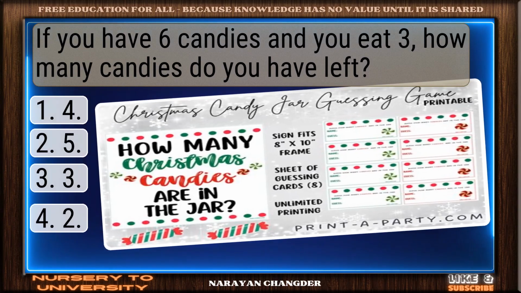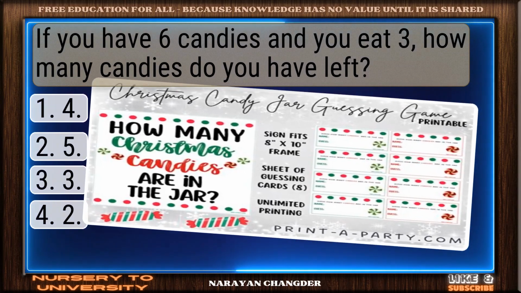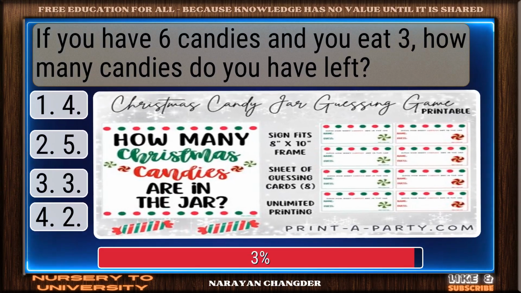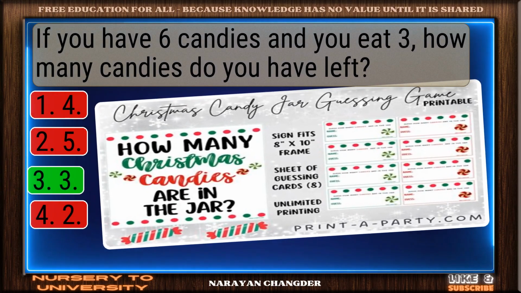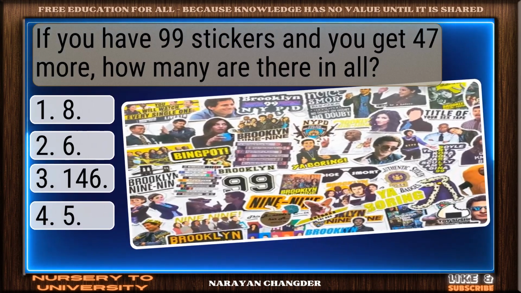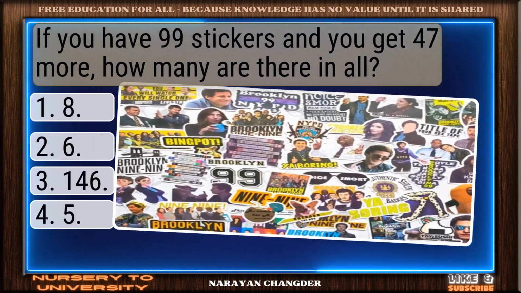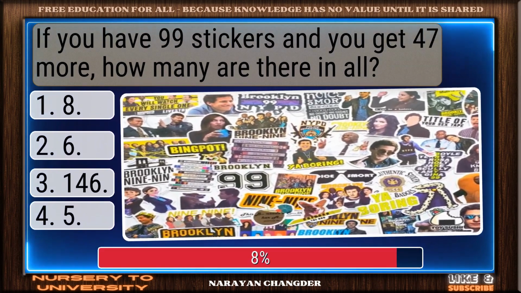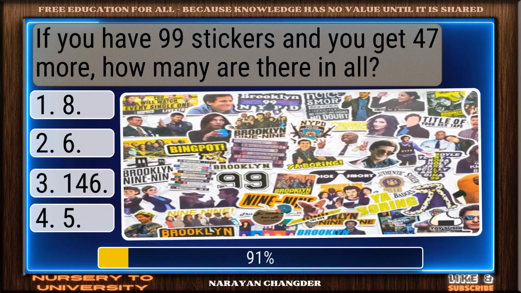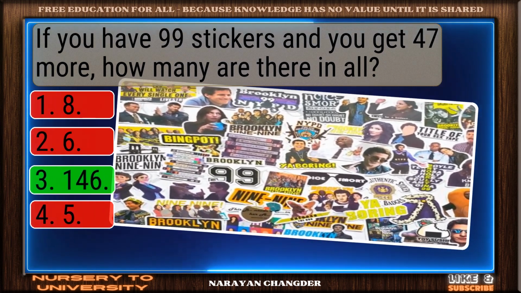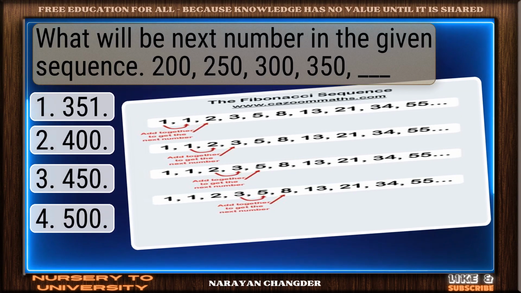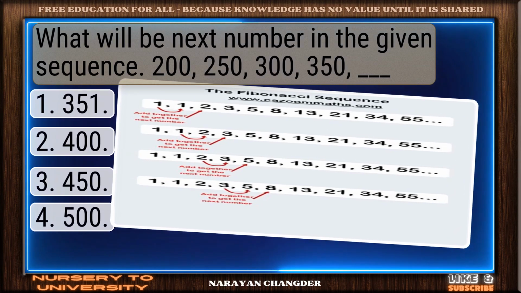If you have 6 candies and you eat 3, how many candies do you have left? You chose 3, and it is correct. If you have 99 stickers and you get 47 more, how many are there in all? Excellent choice. 146 is the right answer. What will be the next number in the given sequence? 200, 250, 300, 350, dash?